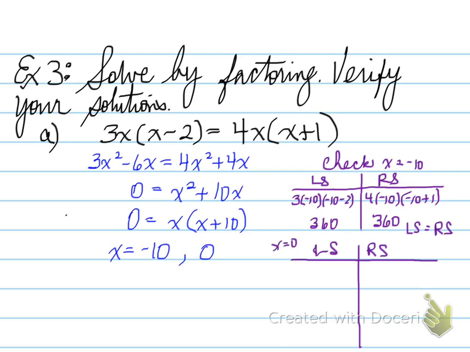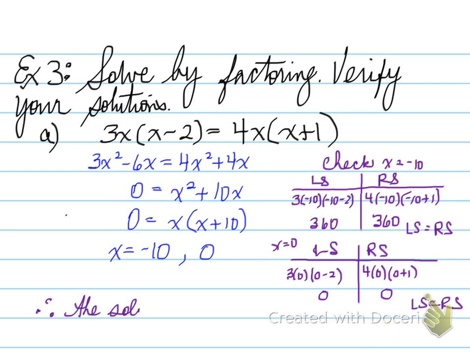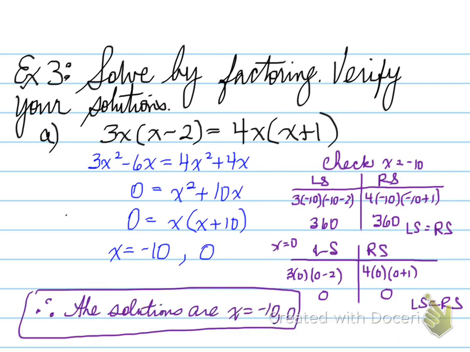Check x equals 0 in the equation. Left side, right side. We plug it in and we find out that left side equals right side as well. So therefore, we know that x equals negative 10 and 0. These are the solutions. All right, moving on to another one.